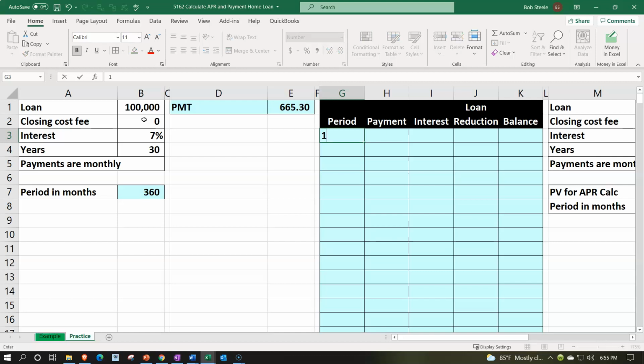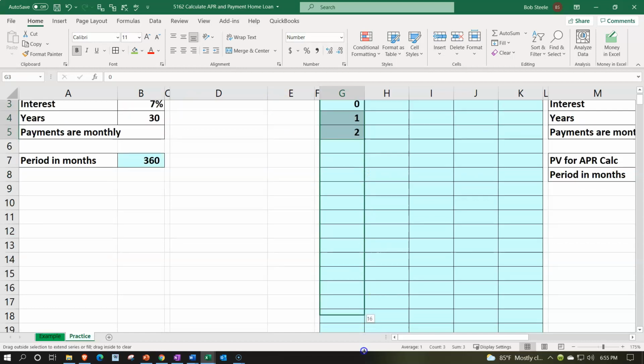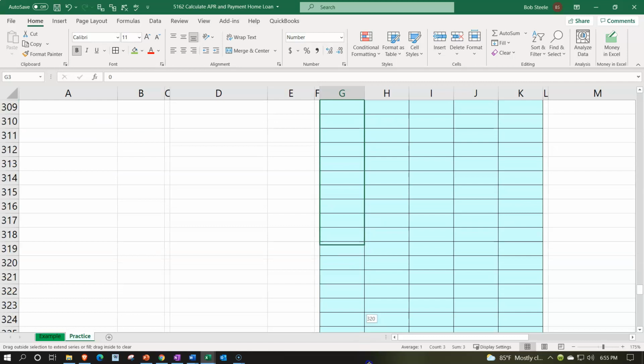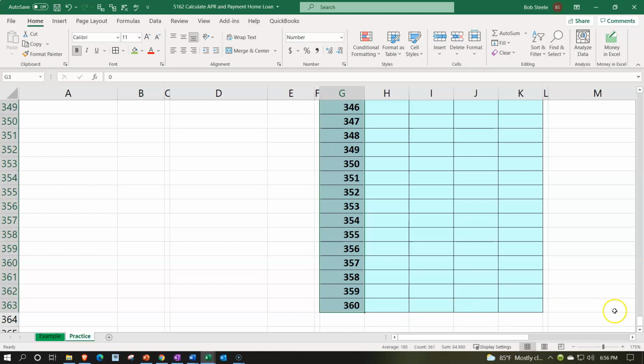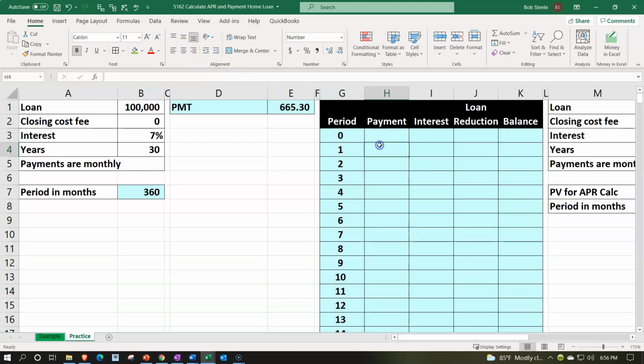So I can then say, okay, what if I had 1, 2 periods, or let's start at 0, 0, 1, 2. I'm going to select those 3 cells, put my cursor on the fill handle, left click on it, and drag it all the way down. I have to go all the way down to 360 payments. Not too difficult though, because why? Excel. That's why. So then we go to the Home tab, Alignment and Center, and the payment.